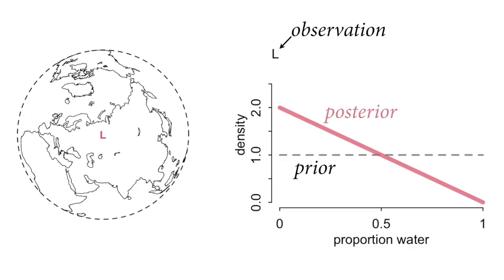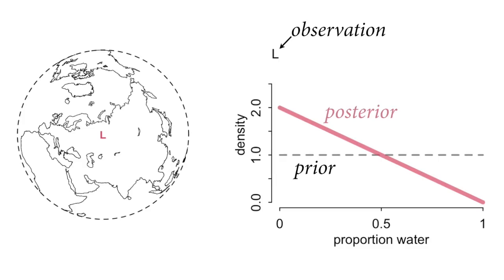So this dashed line that I mentioned before is typically called the prior. That was what we knew about the relative plausibilities of each possible explanation before the data arrived. And this red or pinkish diagonal line is called the posterior, and that is the relative plausibilities of each possible explanation after the data arrive. And the observation in this case is just one land sample, right? So why does the posterior have this shape?